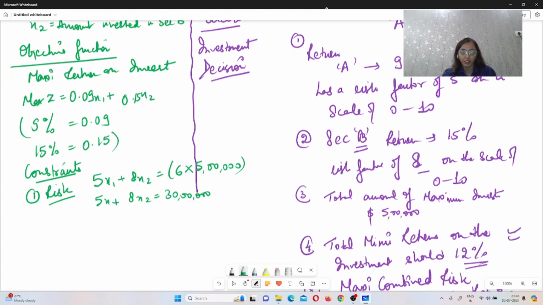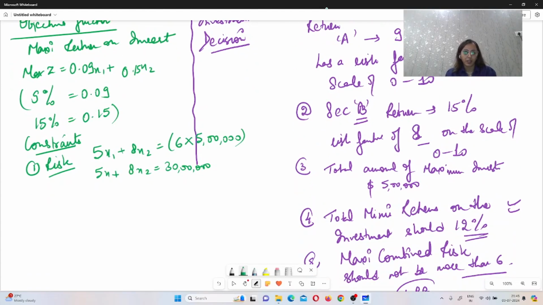Now we have the second constraint, that is related to the total amount of investment. So write it over here: we can invest a maximum of 5 lakhs. So x1 plus x2 should be not more than 5 lakh. So the maximum can be 5 lakh only. This is also one of the constraints. And then one constraint that is related to your return. What is the maximum return? We can have it 12%.